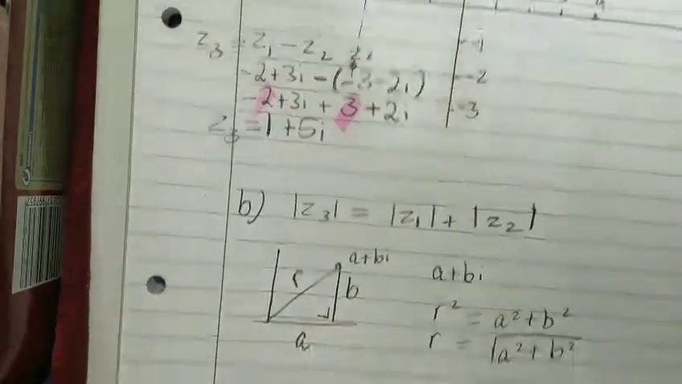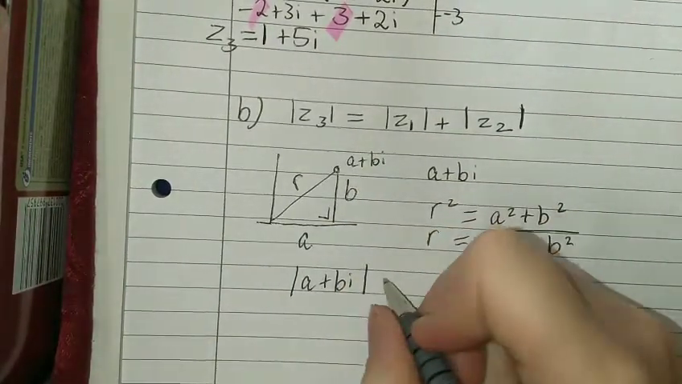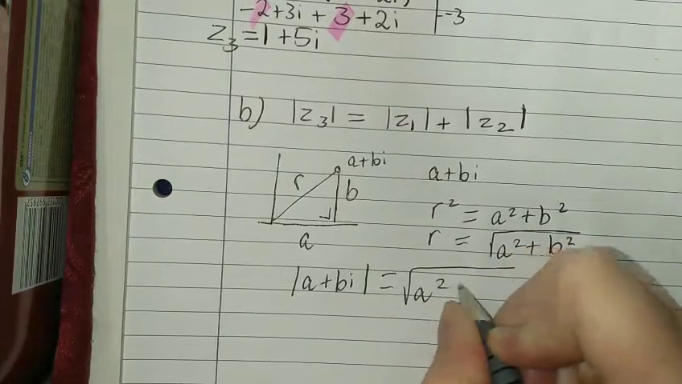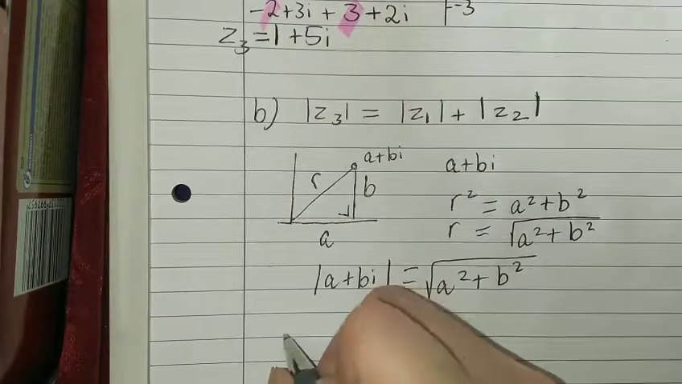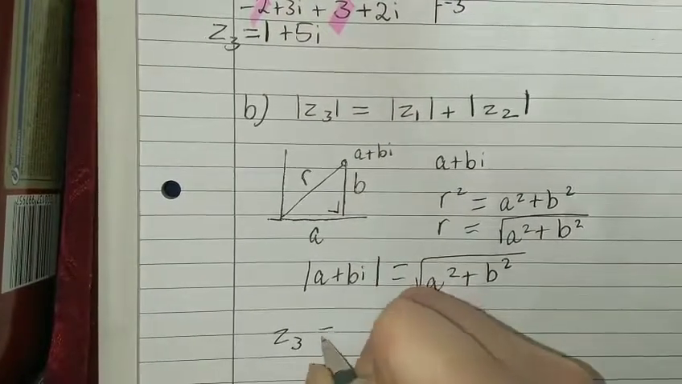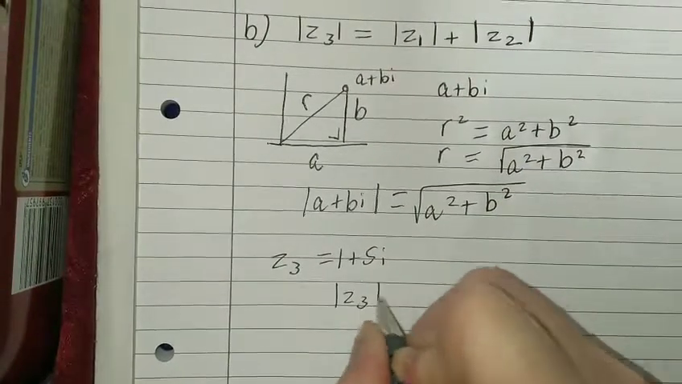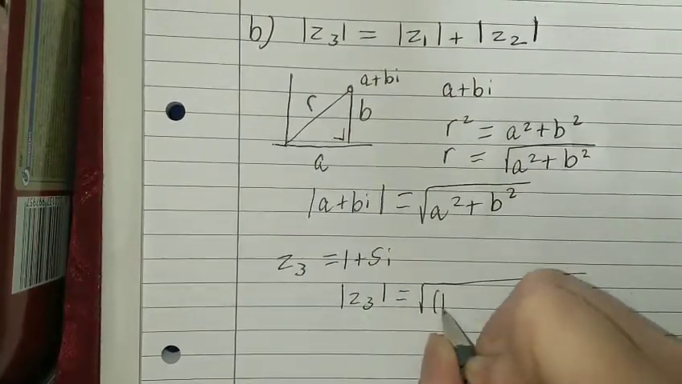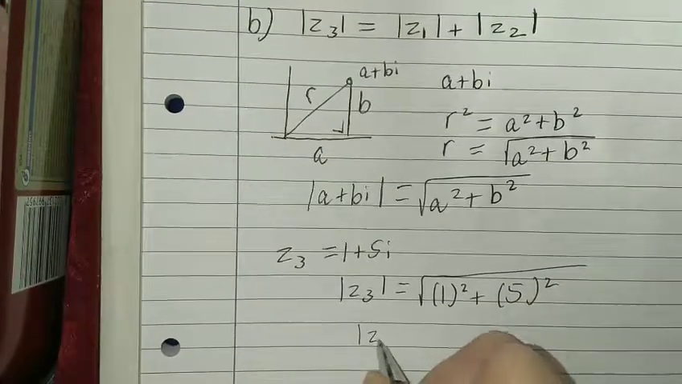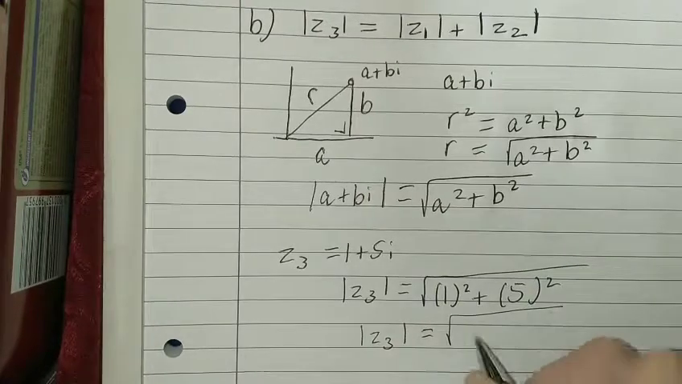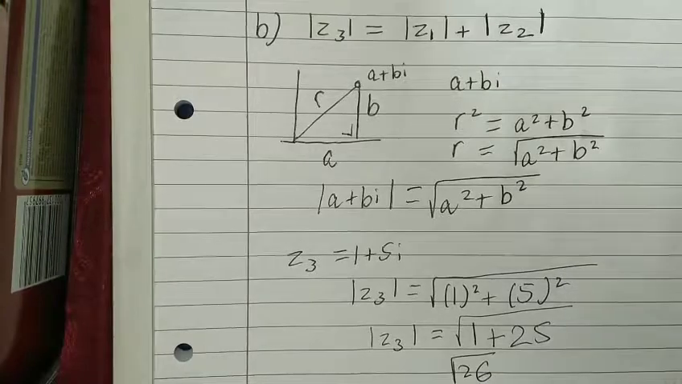So in general terms, if we have a complex number a plus bi, the modulus of that is the square root of a squared plus b squared. We want to get the modulus of Z3. Well, Z3 is 1 plus 5i. So the modulus of Z3 will be the square root of 1 squared plus 5 squared, which is the square root of 1 plus 25, which is the square root of 26.